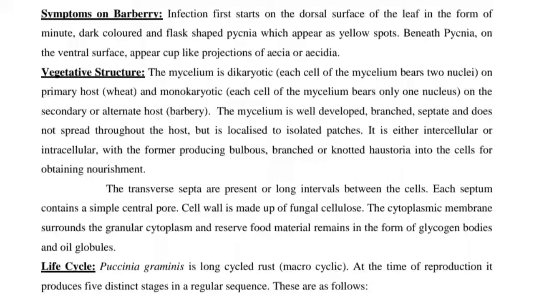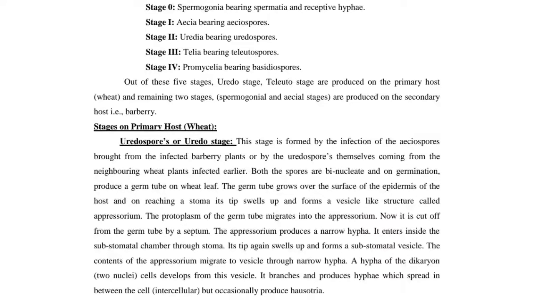Life cycle. Puccinia graminis is a long-cycled, macrocyclic rust. At the time of reproduction it produces 5 distinct stages in a regular sequence. These are as follows. Stage 0, spermagonia bearing spermatia and receptive hyphae. Stage 1, aecia bearing aeciospores.